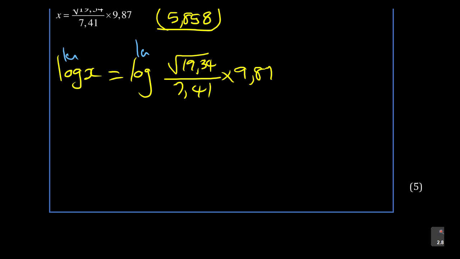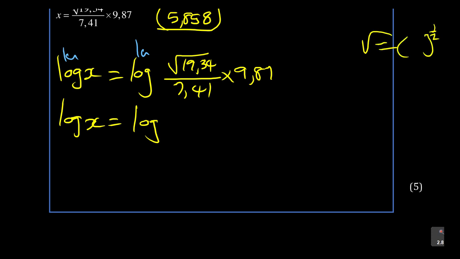Since I've introduced logs, I must apply the rules here. If I see a division, I must subtract. If I see a multiplication, I must add. You see now the thing. Okay, so let's do that. On this side, it doesn't change. It will still be log x is equal to log. Now, I remember I said square root means bracket 1 over 2. Let me take advantage of that.